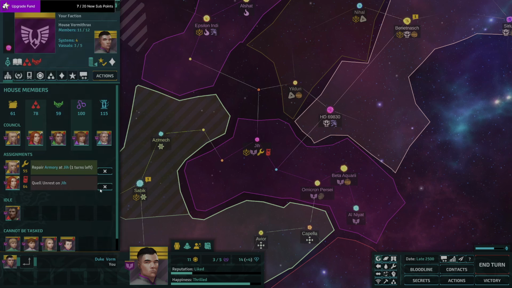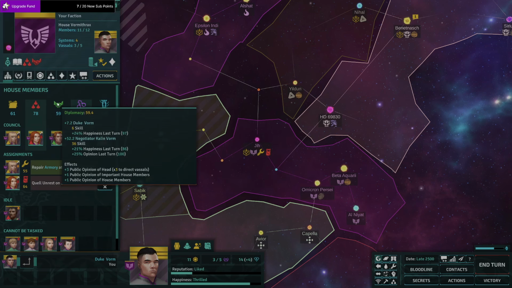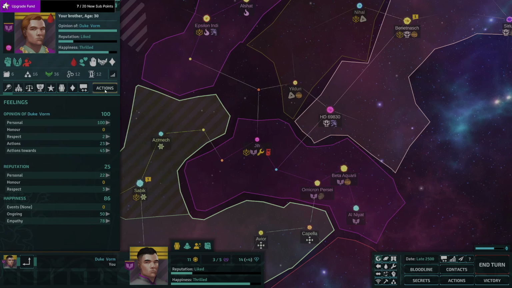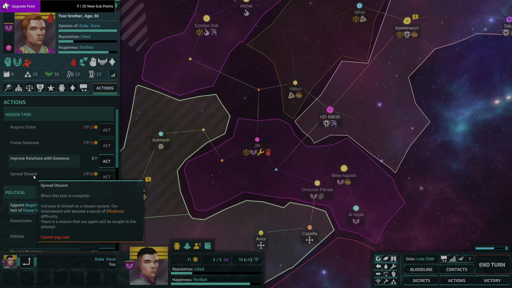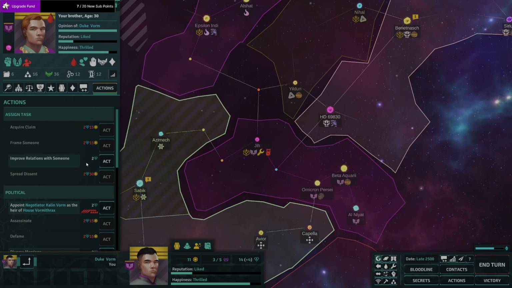All right, next up on our list. So let's do some diplomacy. The options are acquire a claim, which we don't have the money for. Frame somebody, which we don't have the money for. Improve relations, we have the action points. And spread dissent somewhere, which we don't have the money for.